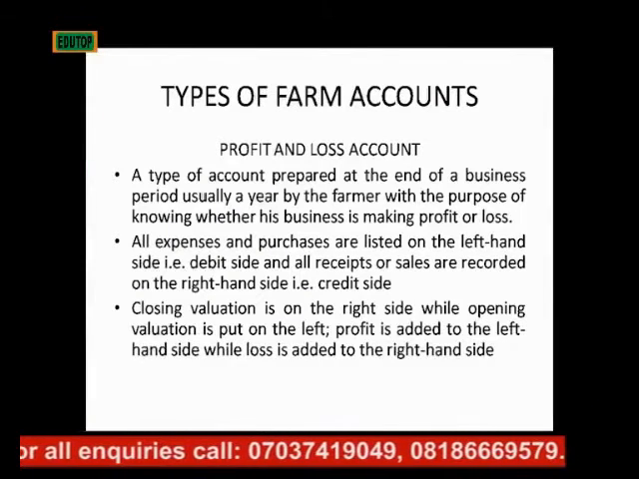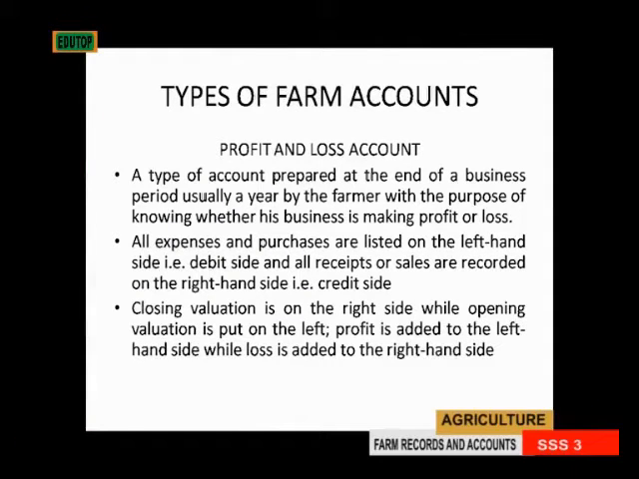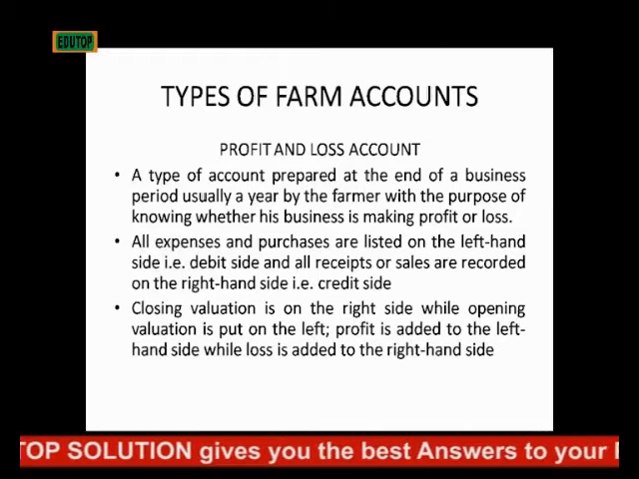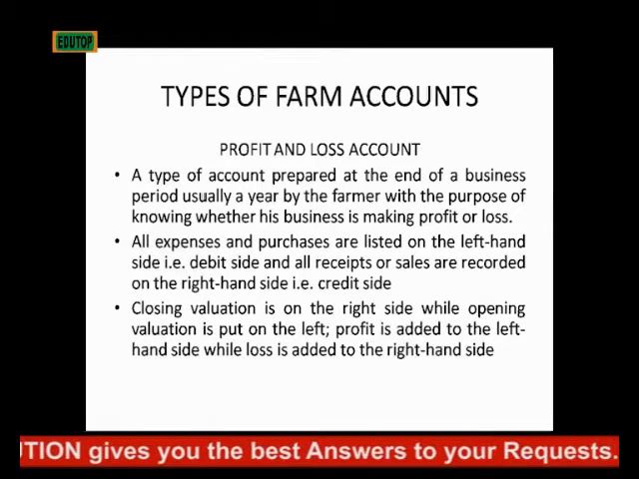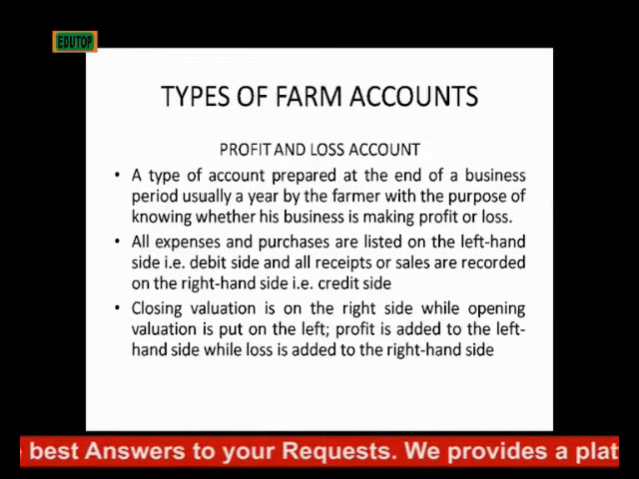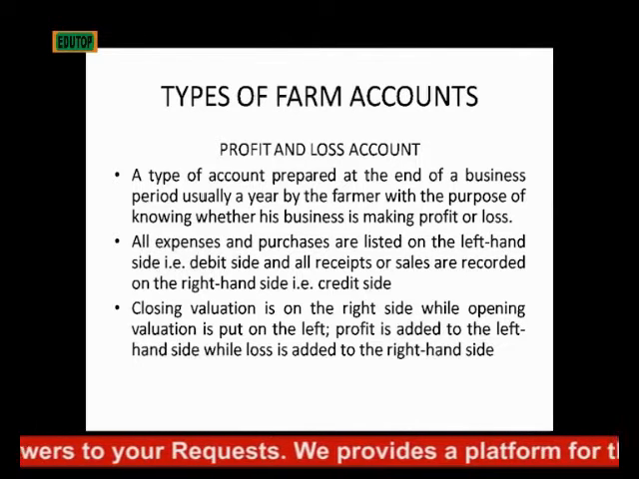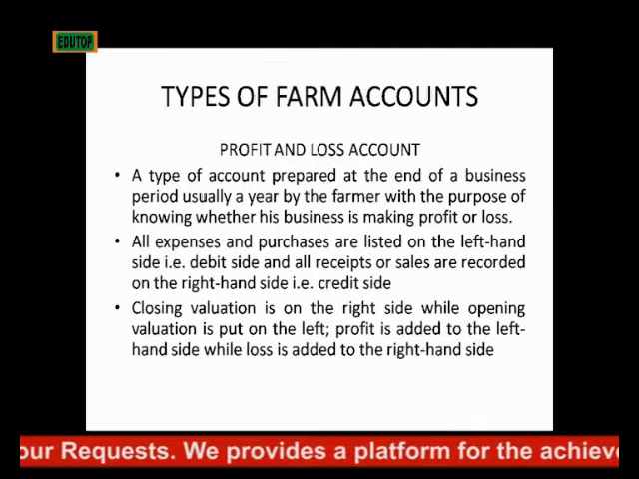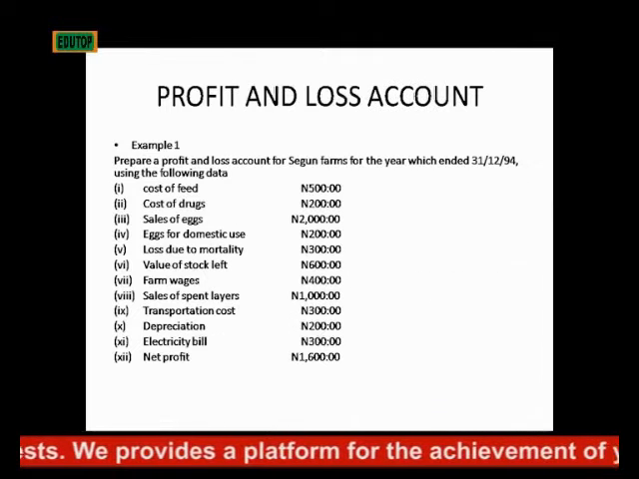All expenses and purchases are listed on the left-hand side, or the side that is called the debit side, while the receipts are raised on the right-hand side, which is called the credit side. Now, the closing valuation is also on the right side, while the opening valuation is on the left side. Profit is added to the left-hand side, and the loss is added to the right-hand side. So this is an example.